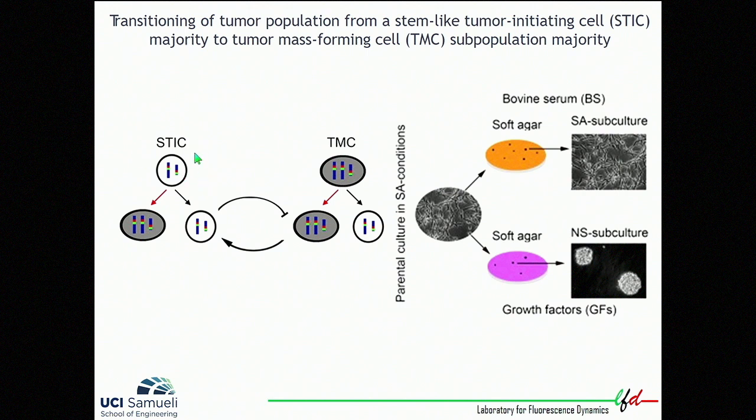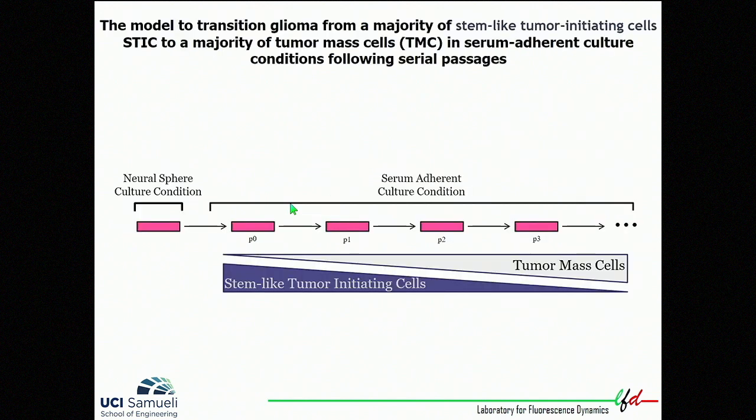So the theory here is that transitioning of tumor populations happens within subcultures. The majority of the tumor, these can give rise to tumor mass producing cells. Of course, they can divide into similar populations, and then they could give rise either to tumor producing cells, and these can revert back to the stem-like tumor promoting initiating cells. What we were interested in is, as a function of passage, as a function of time, we'd like to monitor the change of stem-like tumor initiating cells to tumor mass cells.